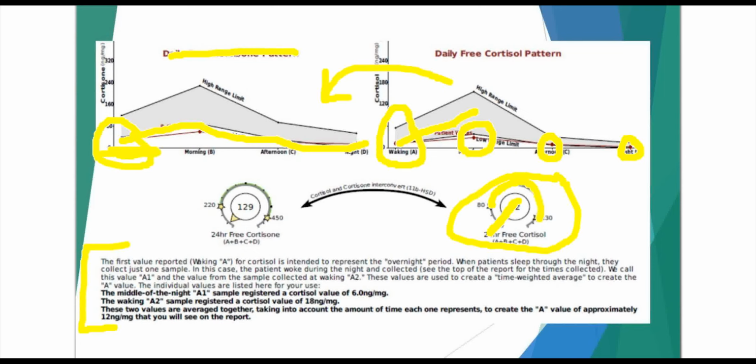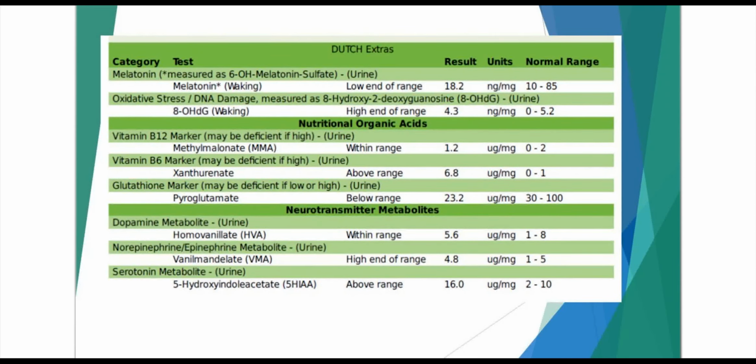So in this particular case, you can see that the value was 6 in the middle of the night, and then at waking was 18, which was then combined to create that overall value of 12, which is seen up here. So that shows the individual values if, in fact, the patient didn't sleep through the night. If the patient sleeps through the night, then that waking sample is just one single sample, and it represents the entirety of the night.